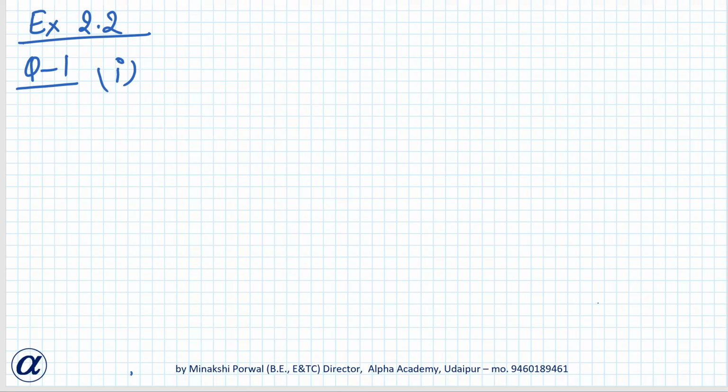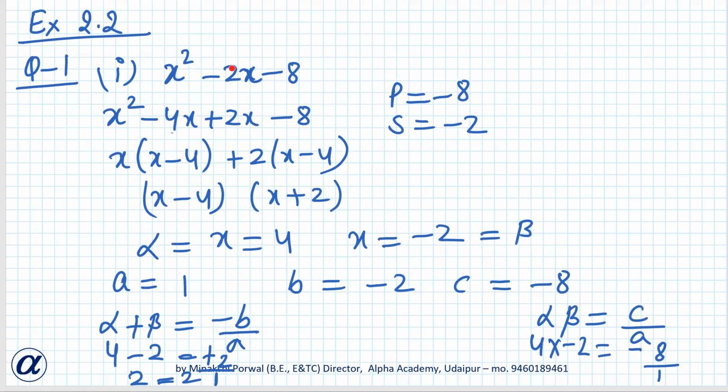Okay, exercise 2.2, question number 1, x square minus 2x minus 8. Kavin, you tell me what are the zeros of this polynomial? You can ask. Actually, this is very easy. And if nobody is having doubt, I won't waste much time on this and we can move fast.